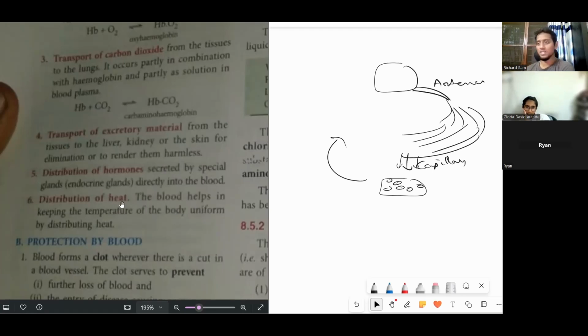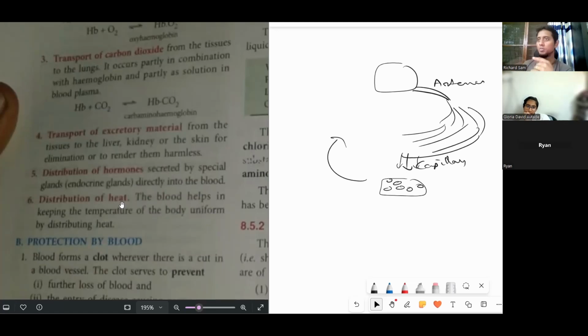Then distribution of heat. This is another important topic. How distribution of heat? If blood stops flowing, have you ever taken a rubber band and tied it on your finger? What happens? It becomes? Yeah, purplish. And have you ever felt it? Maybe touch it on your lips. How's it? It's cold. So your body lost heat.